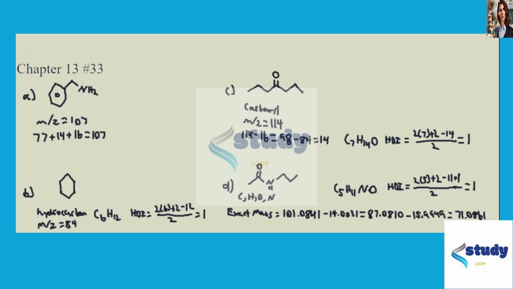That's the way that I would approach it. Just use what you're given to try to derive a formula. Once you've derived a formula, find the HDI, and then draw something that fits your formula, fits your HDI, and that will give you the molecular ion that you're looking for. And that's the answer to chapter 13, problem number 33.